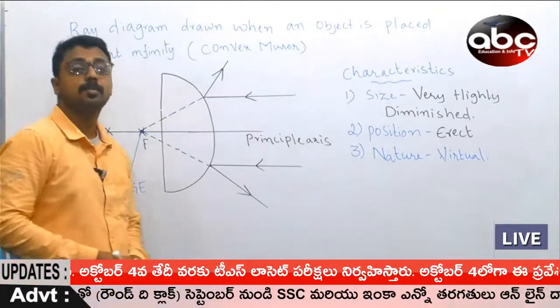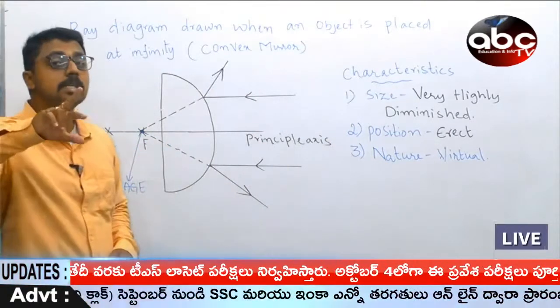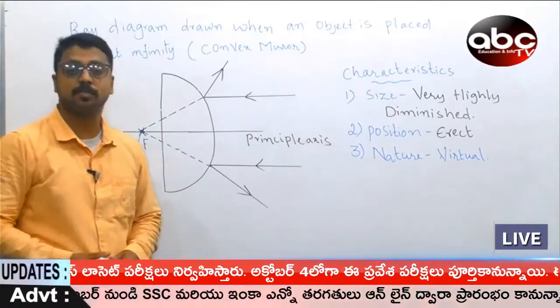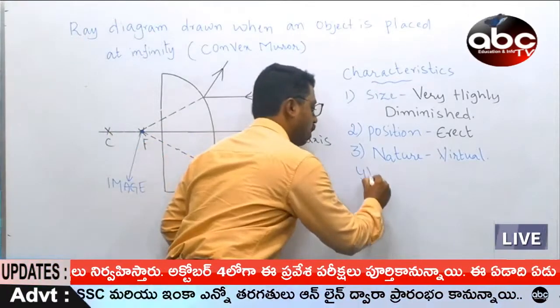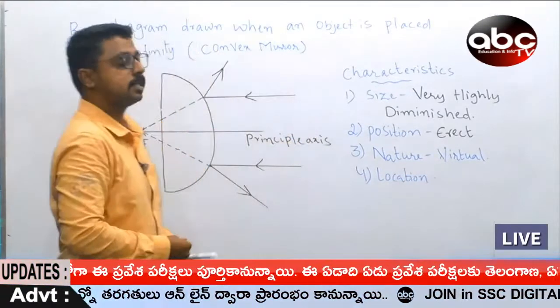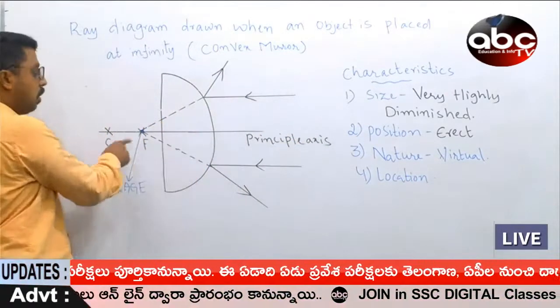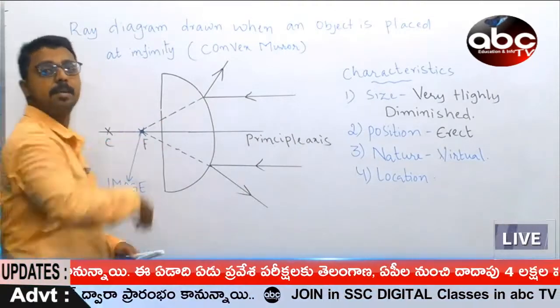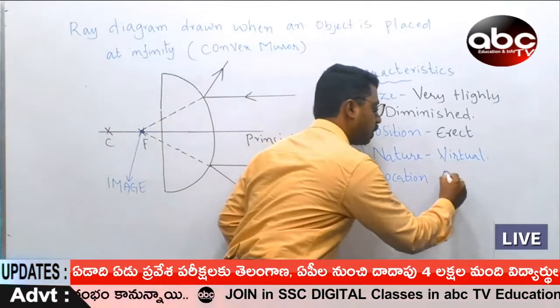Whereas the last one is the location where the image is formed. That is nothing but the location heading. Naturally, you can term this as the image is formed at the focus behind the mirror. On focus.